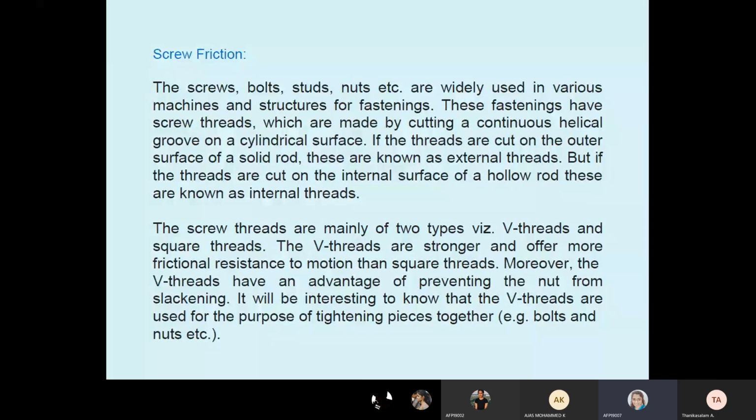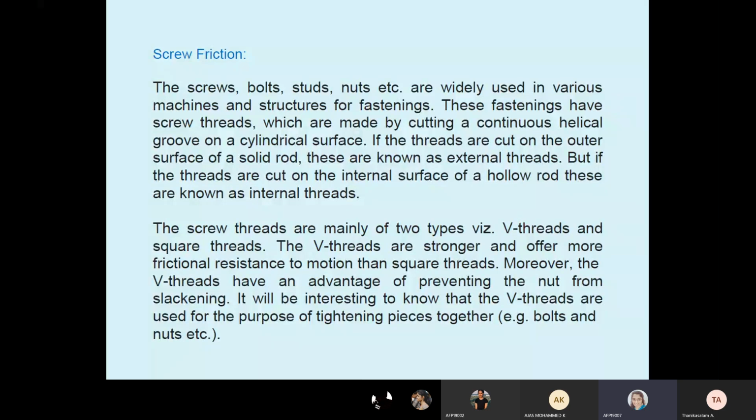If the threads are cut on the outer surface of a solid rod, these are known as external threads. But if the threads are cut on the internal surface of a hollow rod, these are known as internal threads. The screw threads are mainly of two types, V threads and square threads. The V threads are stronger and offer more frictional resistance to motion than square threads. Moreover, the V threads have an advantage of preventing the nut from slackening.